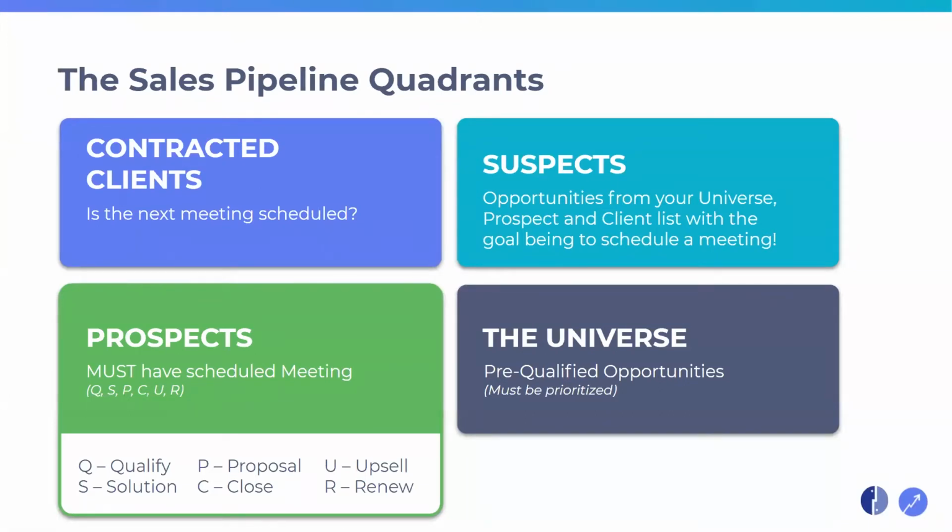And Stephen, it sounds like whenever you're talking about universe, this is the universe specific to that rep, not necessarily the TAM for the entire company. Is that correct? 100% correct. That's the beauty of the sales pipeline quadrants. They are totally customized to the individual salesperson who's responsible, Jason, for managing up.